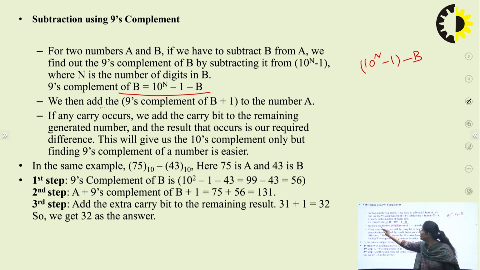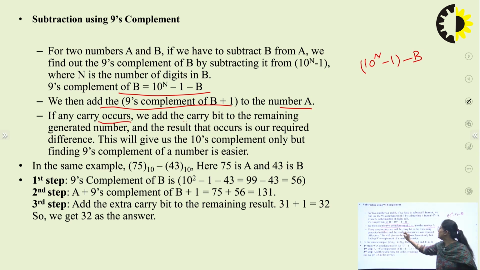When we add the 9's complement of B plus 1 to the number A, and if any carry occurs, we add the carry bit to the remaining generated number, and the result that occurs is our required difference. We will get the result here.